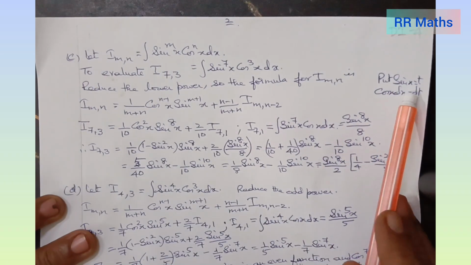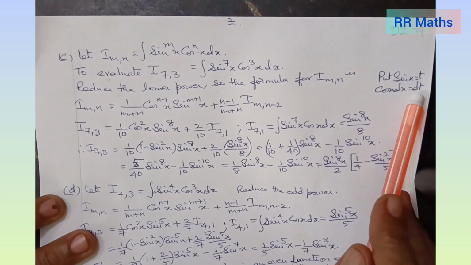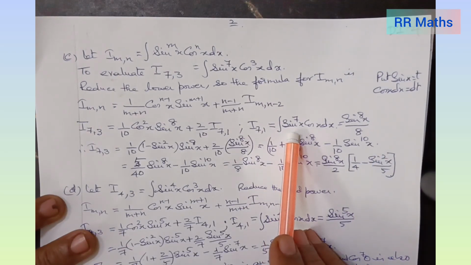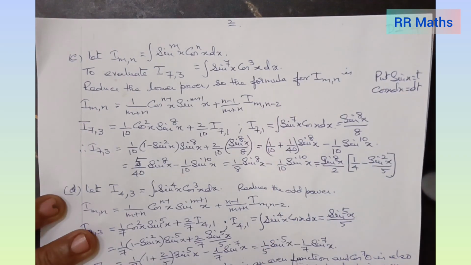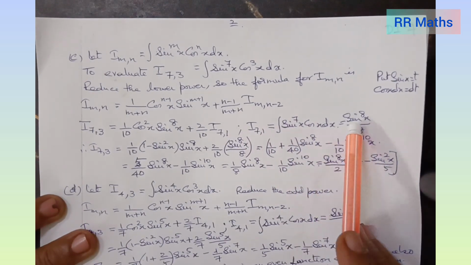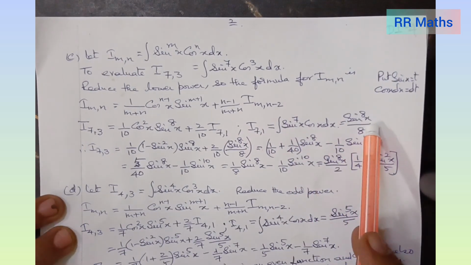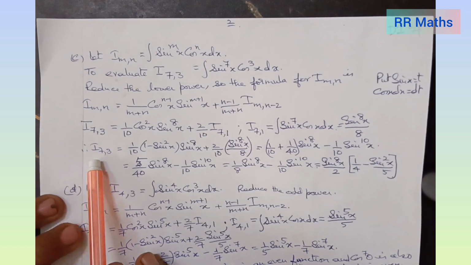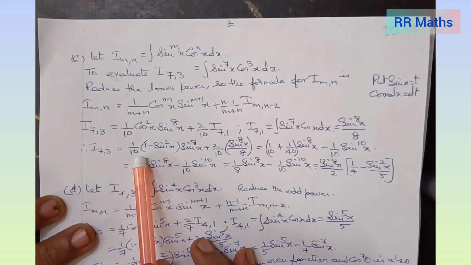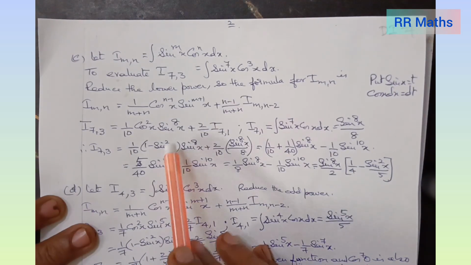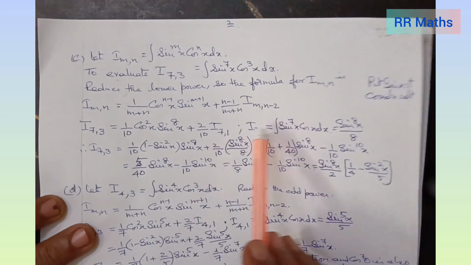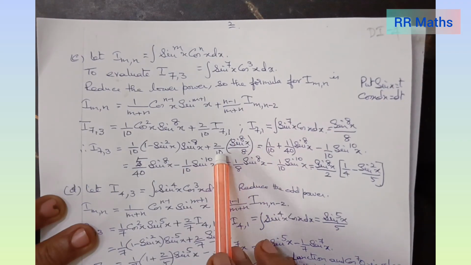You can make a small substitution, sin x is equal to t, that gives cos x dx is dt. So this will become t to the power of 7. When you integrate, it is t power 8 by 8 and t was sin x. So the answer for this is going to be sin to the power of 8x by 8. So I 7 comma 3 will now be 1 by 10, for cos squared I have replaced 1 minus sin square x, into sin to the power of 8x plus 2 by 10 into I 7 comma 1 which was sin power 8x by 8.